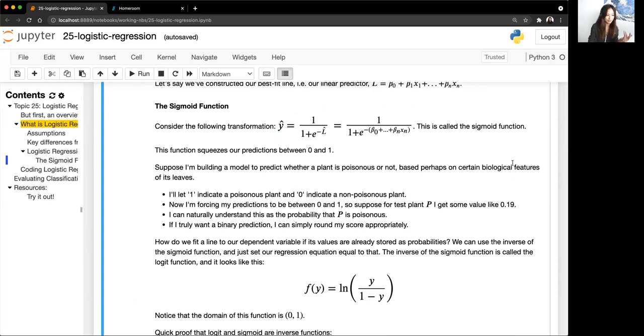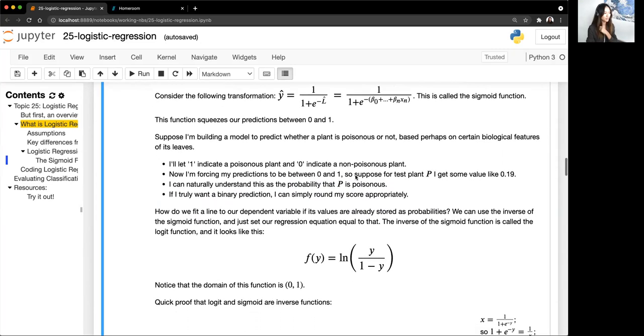value like 0.19. You can naturally understand this as the probability that P is poisonous, because 0 is non-poisonous, 1 is poisonous. If it's 0.19, there's a 19% chance it's poisonous. So if you set your threshold at 0.5, it's probably not poisonous. If you want a truly binary prediction, you can round your score appropriately. So, was there a question?